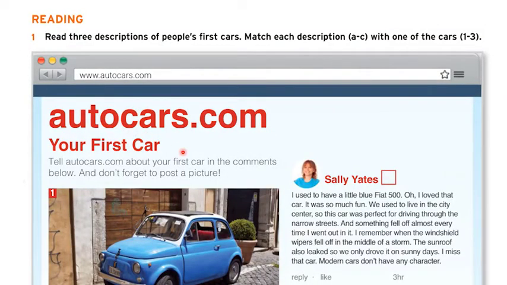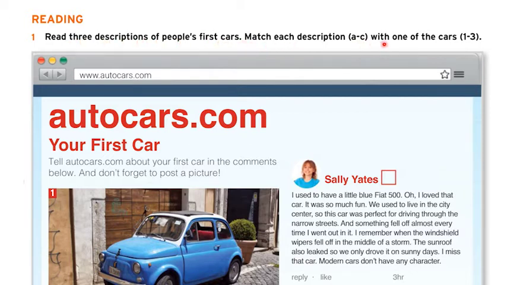Today we're gonna finish this unit, so it is gonna be the last class of this week. Alright, in order to do so, we're gonna start with the reading topic. Let's see. The first exercise says, read 3 descriptions about people's first cars. Match each description with one of the cars.